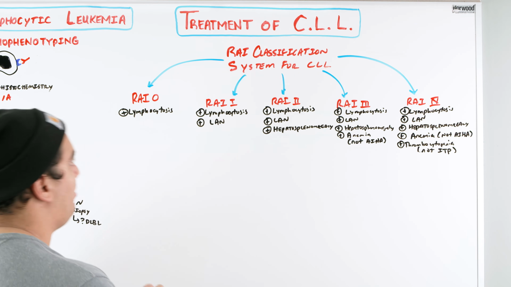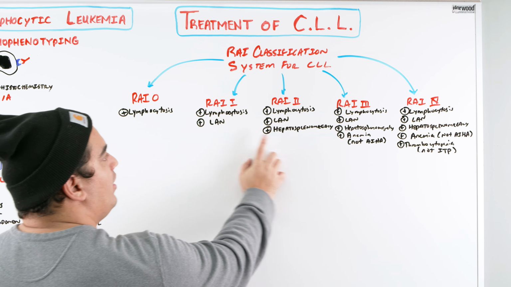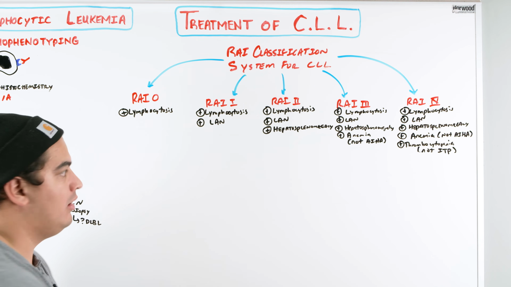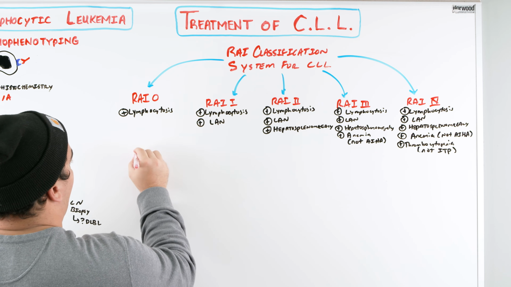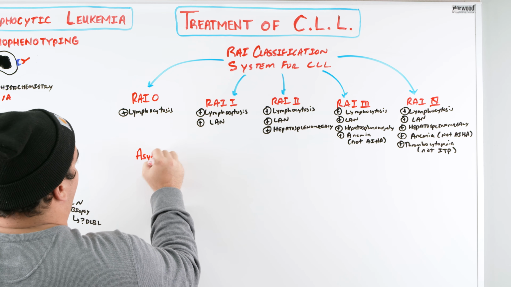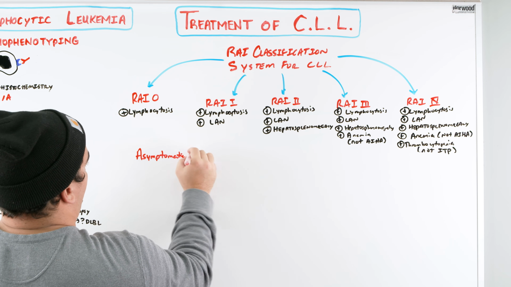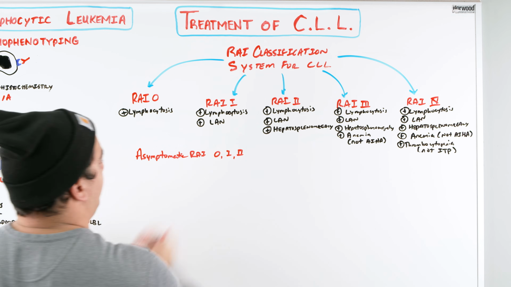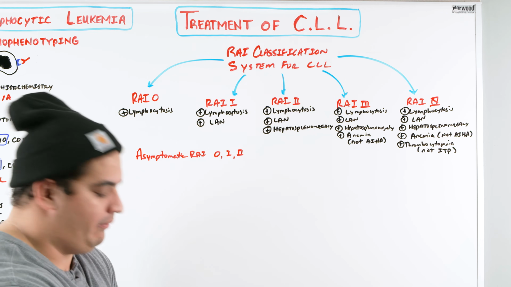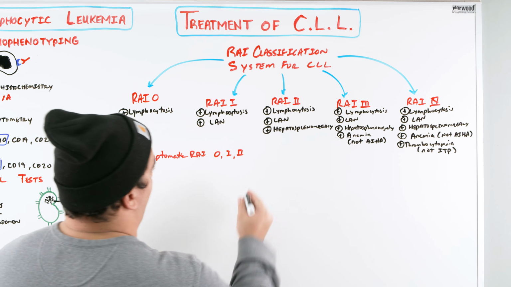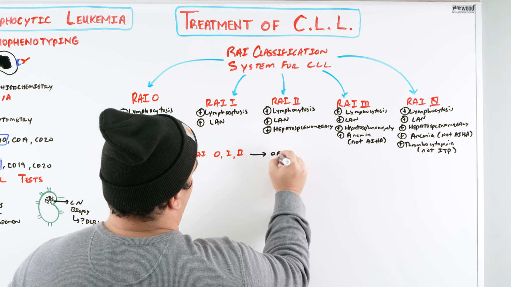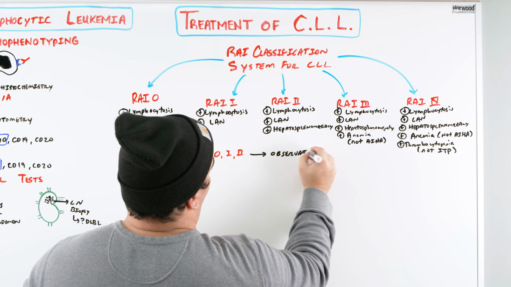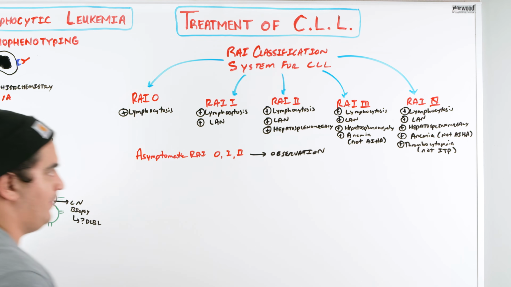The next thing is if the patient is RAI 0, 1, and 2, and they're asymptomatic. So we'll kind of put this like this. We'll put asymptomatic RAI 0, 1, 2. You do nothing. You observe these patients. So what I want you to remember is this is observation. It's better to avoid any kind of treatment process for these patients.